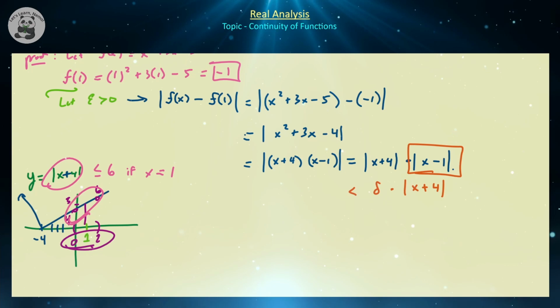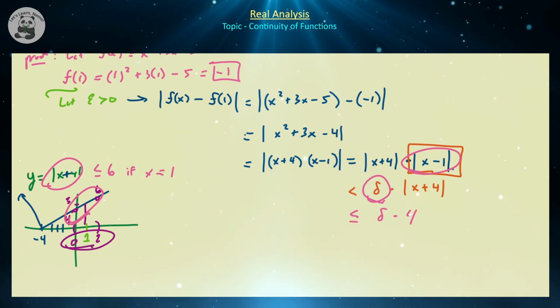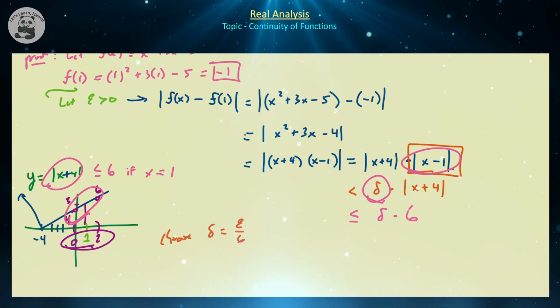So if that is the case, since we've already made x minus 1 arbitrarily small with respect to delta, then we can say that this is going to be less than or equal to delta times 6, not 4. And from here, it should be very easy to see what we're going to be choosing our delta to be. We want that to be less than epsilon, so we're going to choose our delta to be epsilon over 6, or something smaller than that.